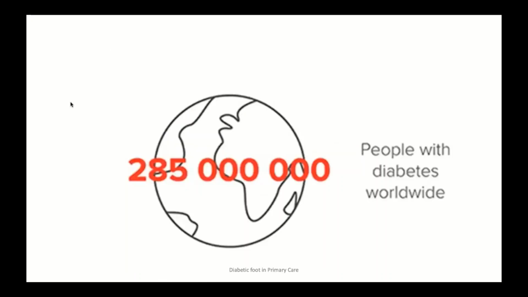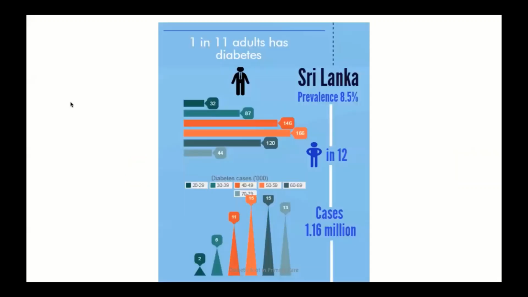So diabetes is going to be a problem, and right now, diabetes is a worldwide pandemic. The South Asian area is going to be a huge burden. It's a growing pandemic and epidemic for our own region as well. If you look at Sri Lanka, 1 in 11 people has diabetes. That's according to recent studies, and that's probably about 1 million patients right now in Sri Lanka with diabetes.